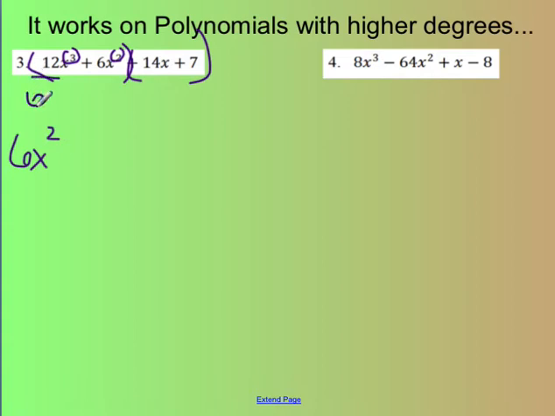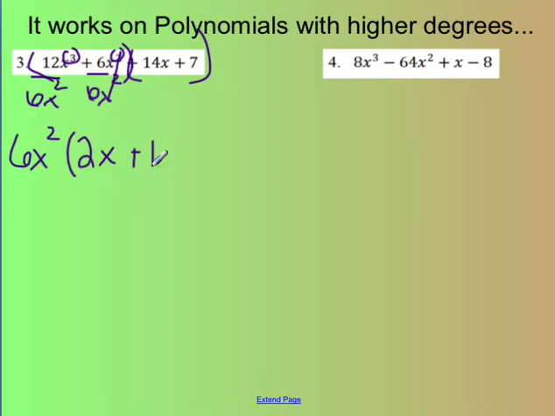So now I'm going to go ahead and divide each of those terms in the first group by 6x squared. Well, 12 divided by 6 is 2. X cubed divided by x squared just gives you x. 6 divided by 6 is going to be 1, and x squared over x squared is also going to be 1. Remember, if things cancel out completely, that doesn't mean they equal 0.